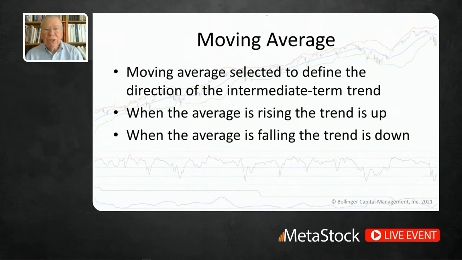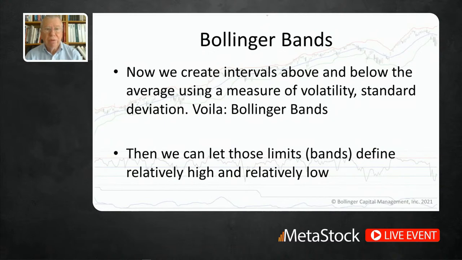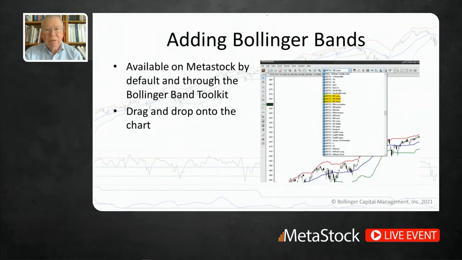So the moving average is selected to define the direction of the intermediate term trend for US stocks and similar items. 20 periods is a really good starting point. When the average is rising, the trend is up, and when the average is falling, the trend is down. Just really straightforward information. Now we create intervals above and below the average using a measure of volatility, standard deviation, and voila, we have Bollinger Bands. And we can let those limits define relatively high and relatively low.